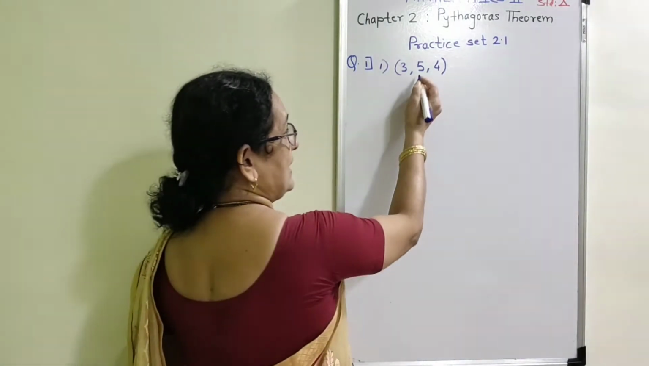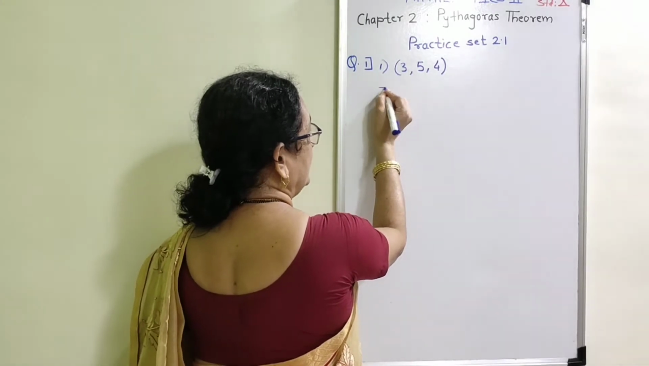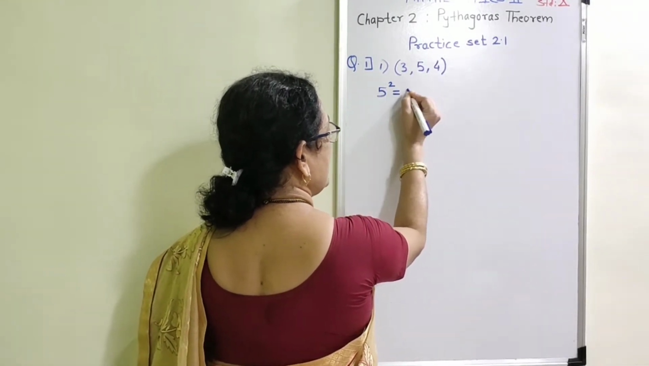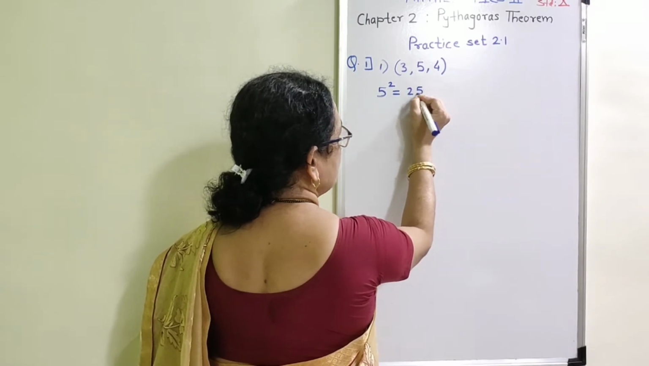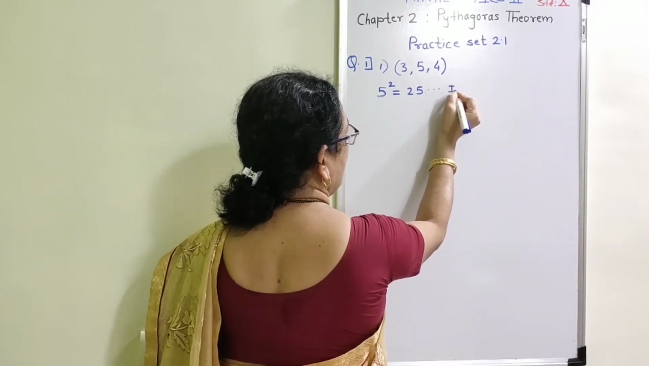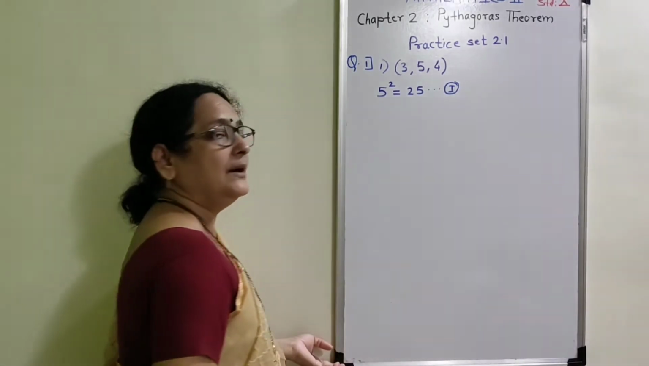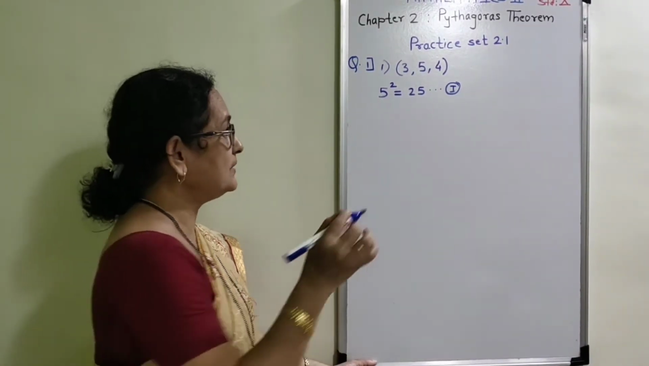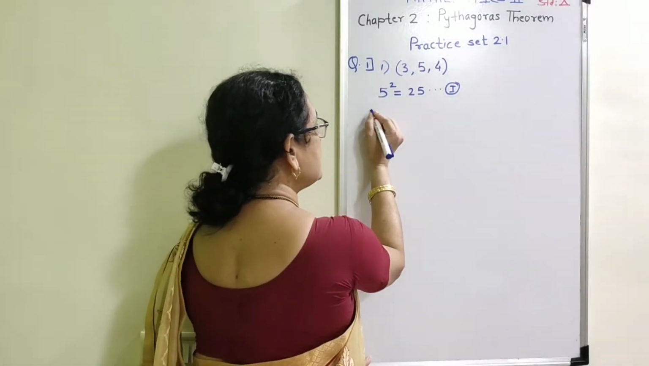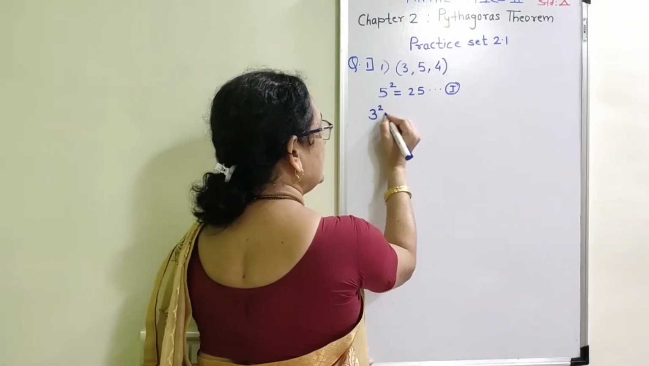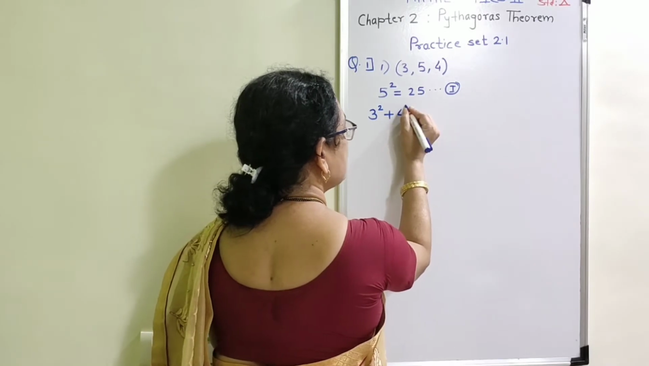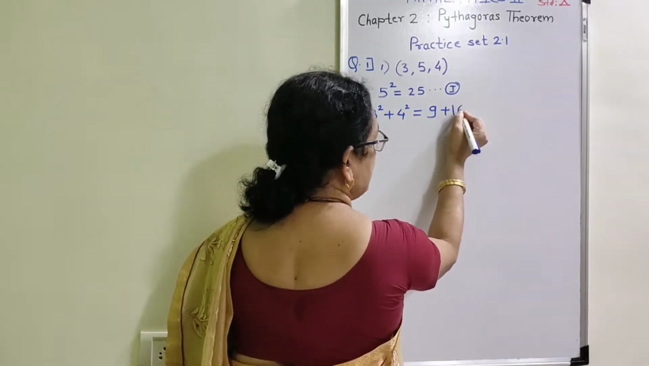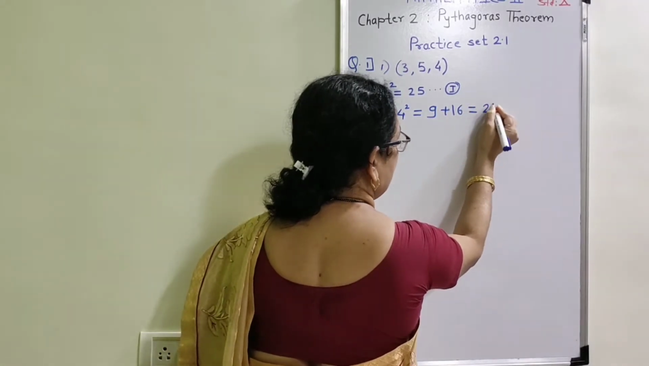Now take the largest number. Here the largest number is 5 and take the square of the largest number. 5 square is equal to 25. This is my statement number 1. Now take the sum of squares of the remaining two numbers. The remaining two numbers are 3 and 4. Therefore 3 square plus 4 square. 3 square is 9, 4 square is 16 and the addition is 25.